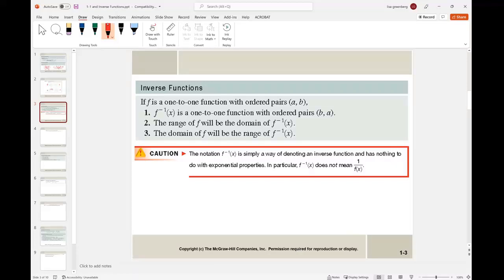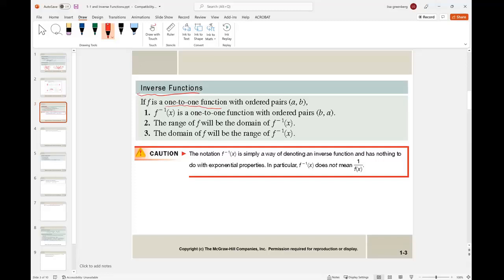We have to have a one-to-one function to have an inverse function. Okay, it's a requirement. So now we're going to talk about inverse functions. It says if f is a one-to-one function, notice that's the first thing it says. To have an inverse, it has to be a one-to-one function.